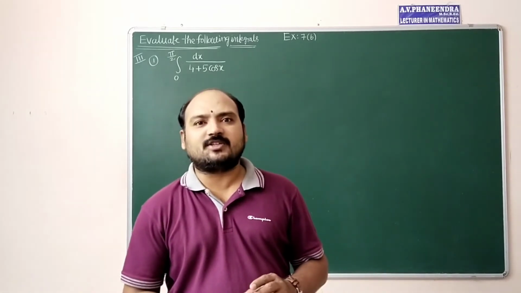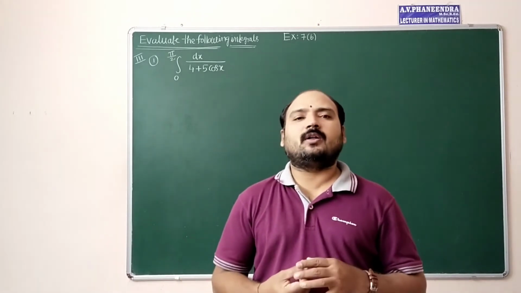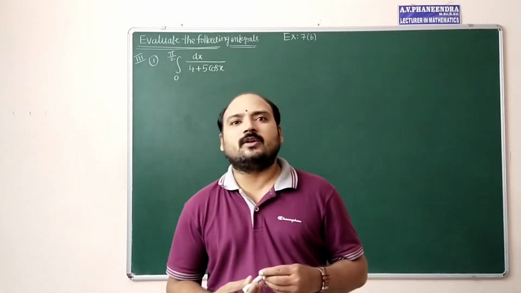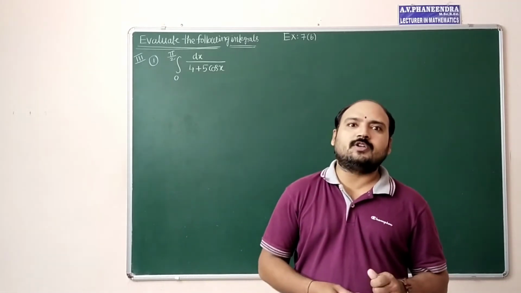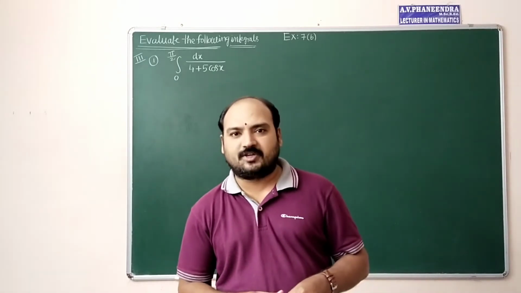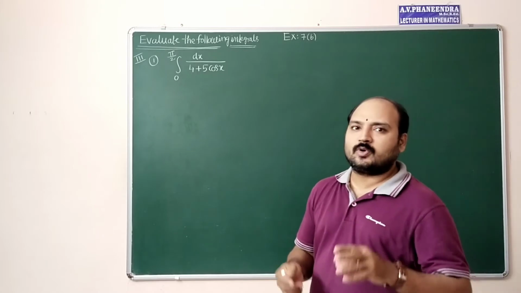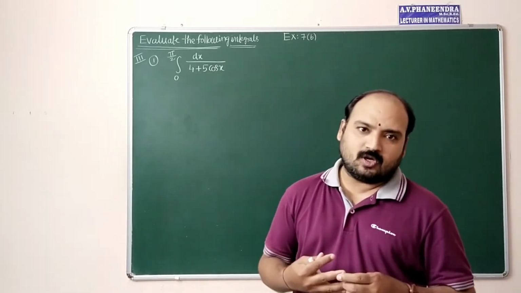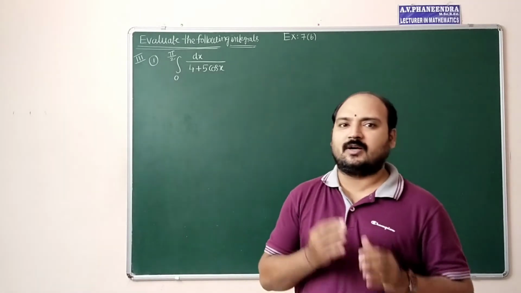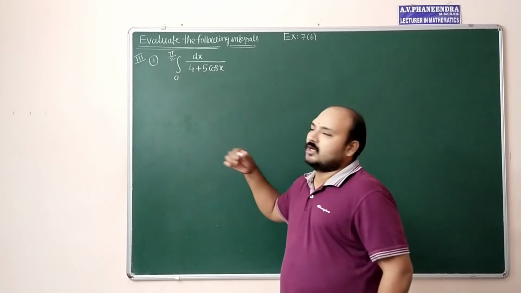In the previous session, we discussed definite integration and completed the second Roman letter in exercise 7b. Now we enter exercise 7b, third Roman, third bit. In the second bit, we left the questions related to limit as integration, sum as limit as integration. That we will discuss in a separate class. Now we will continue with the third bit.